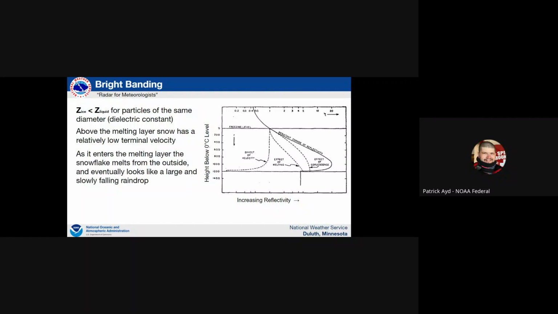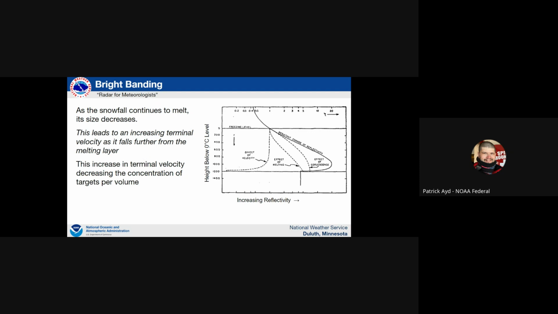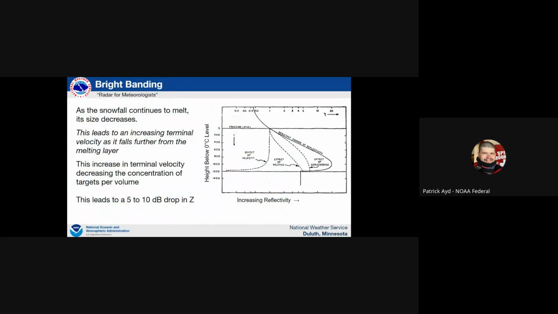As the snowflake enters the melting layer, it starts to melt from the outside in and begins to look like a large raindrop. So that is what gives us that 5 to 15 dB jump. But what gives us our reduction in reflectivity? Well, that's largely based on terminal velocity. As the snowflake continues to melt, its size decreases, it becomes a raindrop, and it starts to step on the gas. It starts to speed up its terminal velocity. And that increase in terminal velocity reduces how many targets are being sampled. And that leads to about a 5 to 10 dB reduction in Z. So that's why you see your Z dropping out as you are exiting the melting layer.